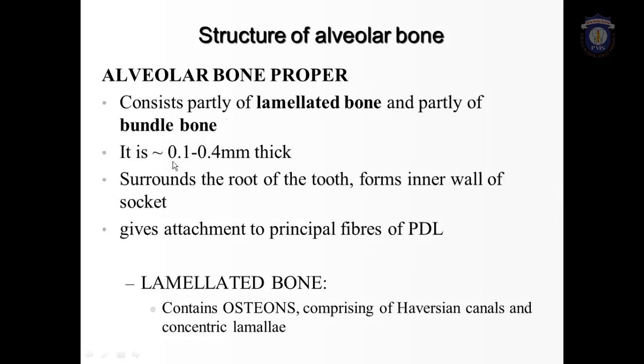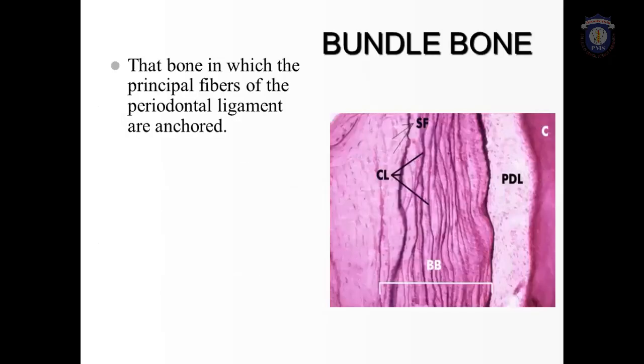It has a thickness of about 0.1 to 0.4 millimeters, and it surrounds the roots of the teeth and forms the inner wall of the socket. It also gives attachment to principal fibers of the periodontal ligament. Lamellar bone contains osteons, and comprises Haversian canals and concentric lamellae.